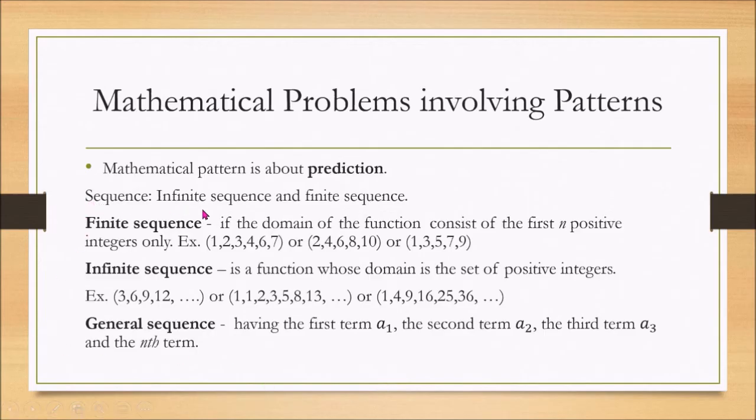Now, for sequences, there are two classifications: infinite sequence and finite sequence. When you say finite, that is countable. It is where the domain of the function consists of the first positive integers only. That means integers that can be counted. For example, the difference is increasing by only one: 1, 2, 3, 4, 5, 6, 7, up to 7 only.